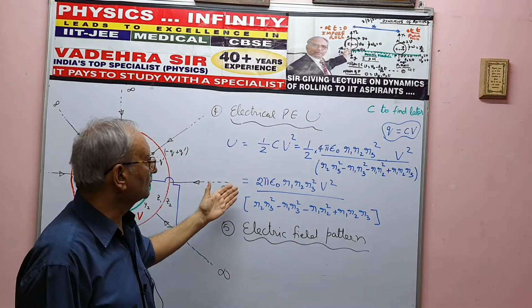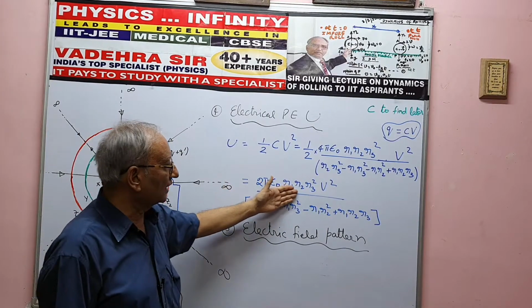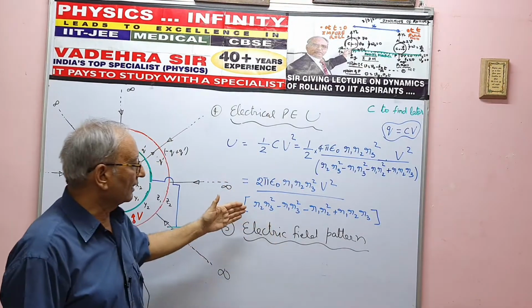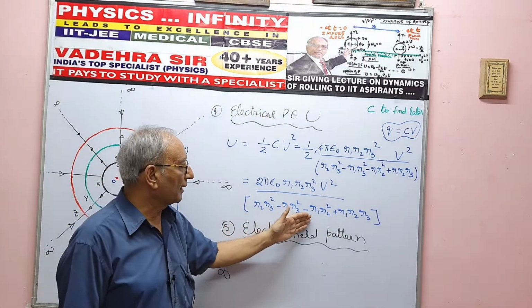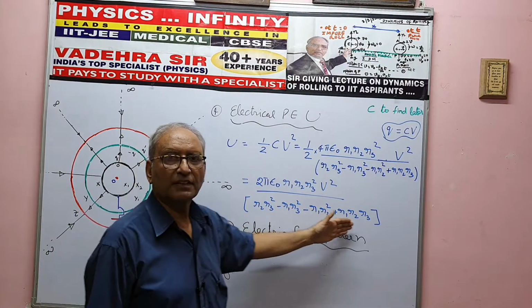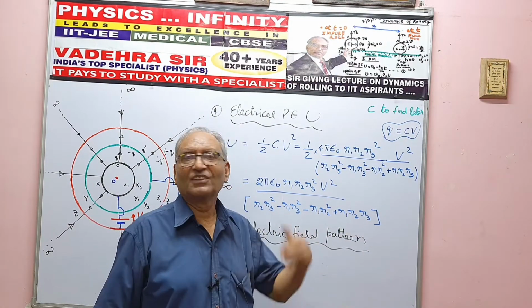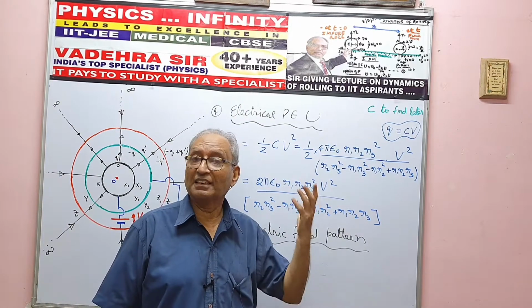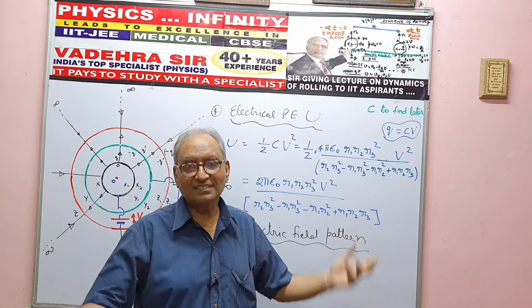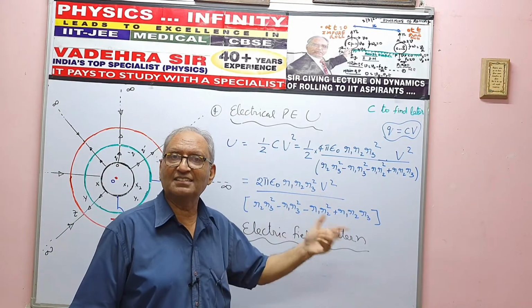I just put the values. This 4 cancels with 2. So 2 pi epsilon naught R1 R2 R3 square V square divided by (R2 R3 square minus R1 R3 square minus R1 R2 square plus R1 R2 R3). You can try that also with the energy density method, which I have taught in my earlier video. Just an exercise, see whether you get it by integration and energy density and the limits.